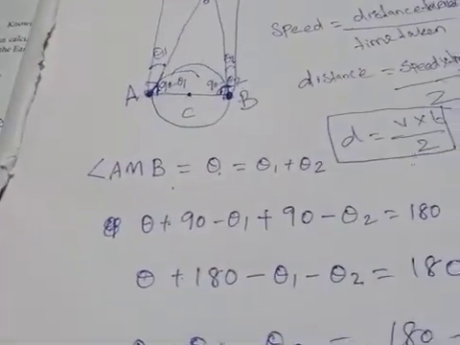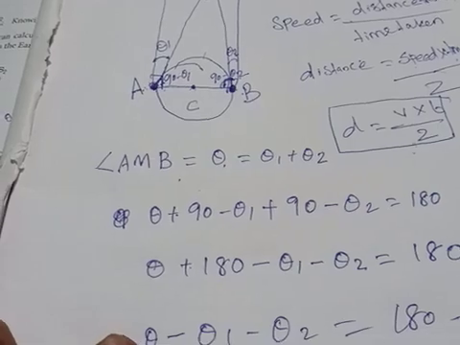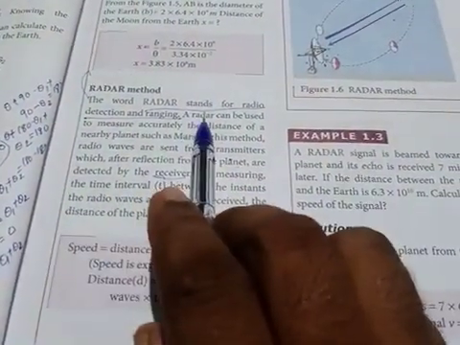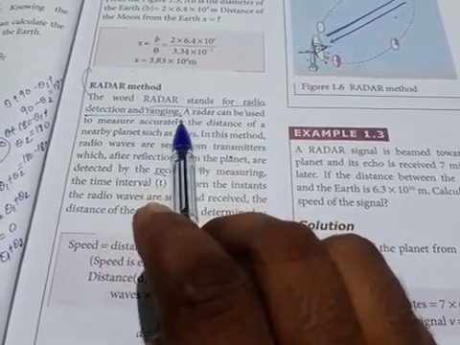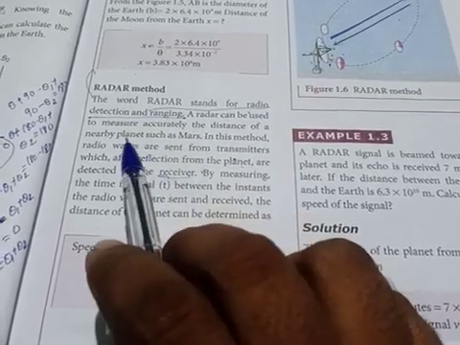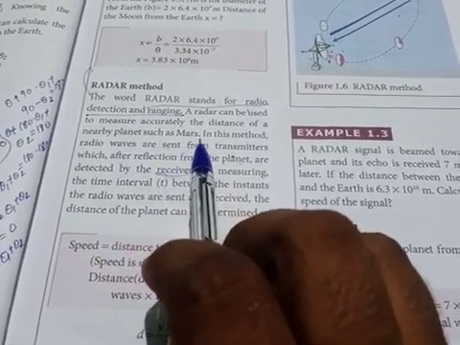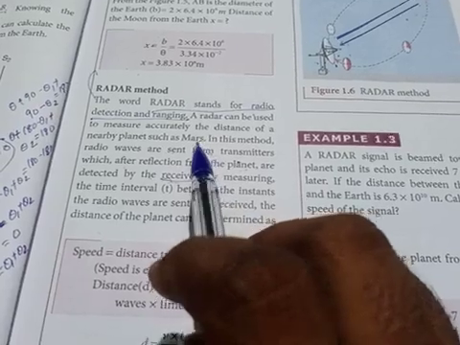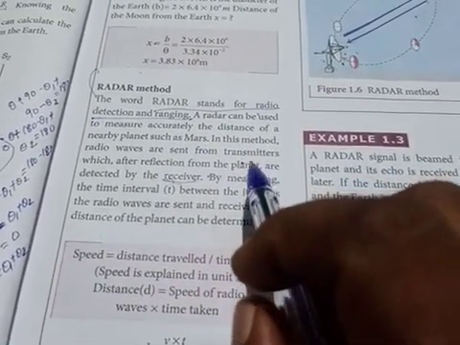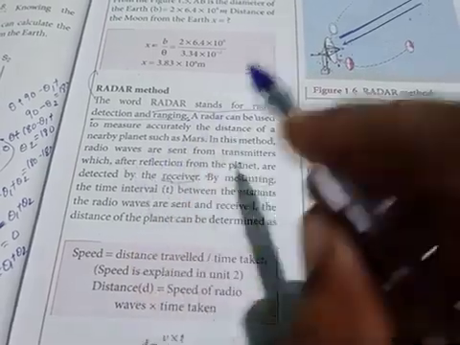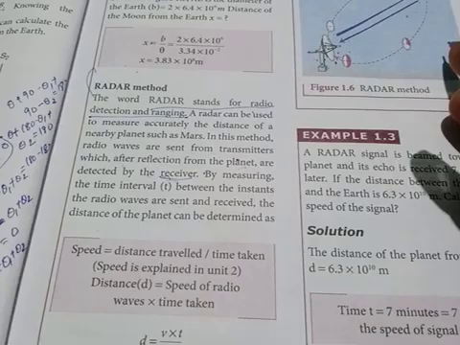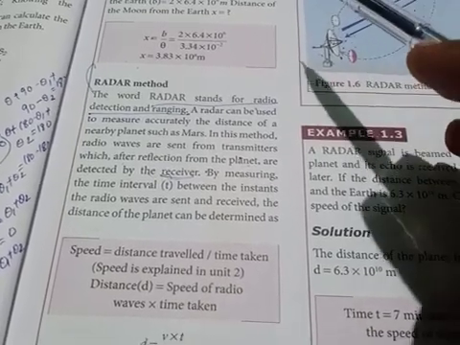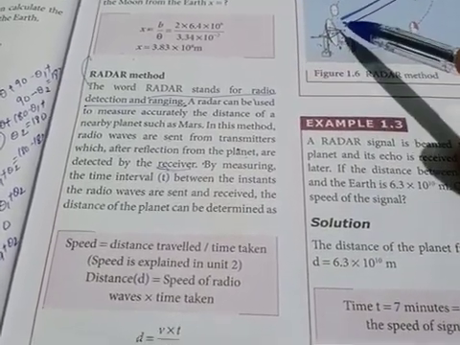So again, what does radar stand for? Radio detection and ranging. What is the use of it? To measure the distance of a nearby planet such as Mars and all. And how is it used? It is sent from the transmitter and it is reflected from the planet, and we measure the time interval for these radio waves being sent and received.